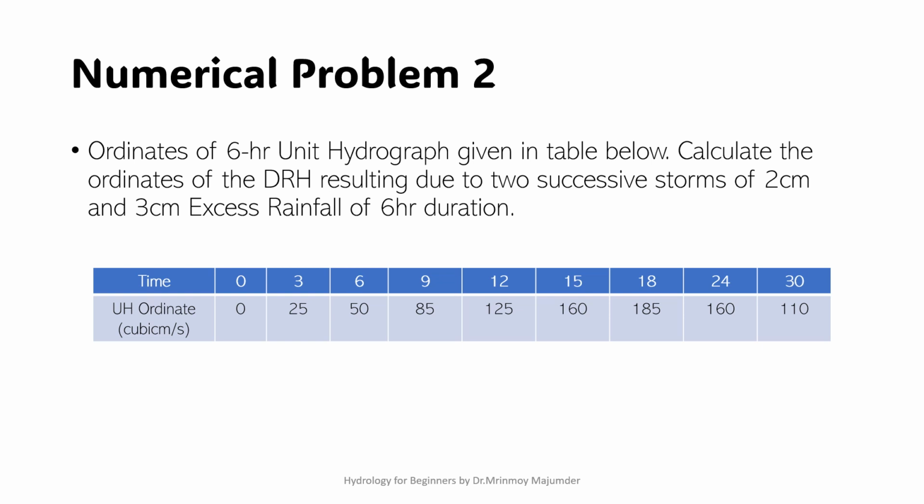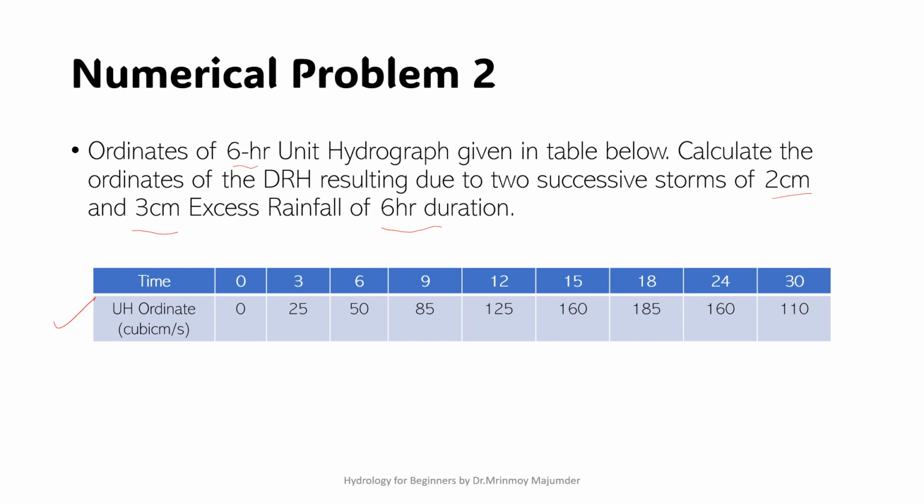Okay, another numerical problem, problem 2, another kind of problem. Ordinates of 6 hour unit hydrograph are given in the table below, same data. And you have to calculate the ordinates of the DRH resulting due to two successive storms of 2 centimeter excess rainfall and 3 centimeter excess rainfall. However, both have a duration of 6 hours, but one coming after the other. Correct? So here there is something you have to do.